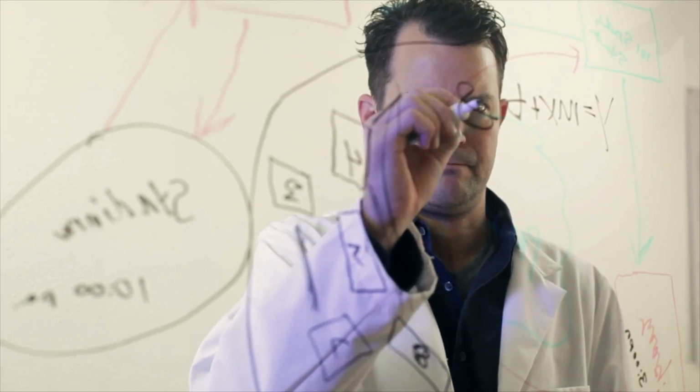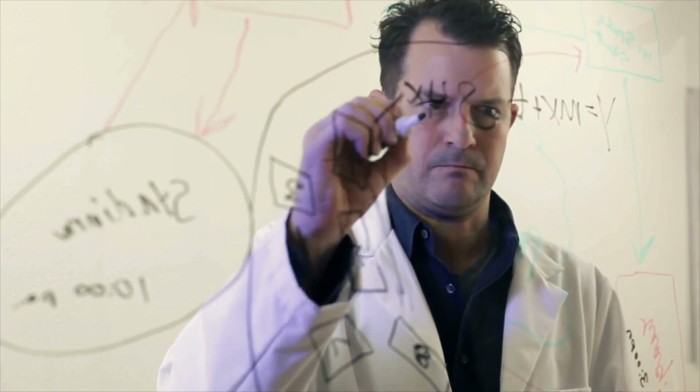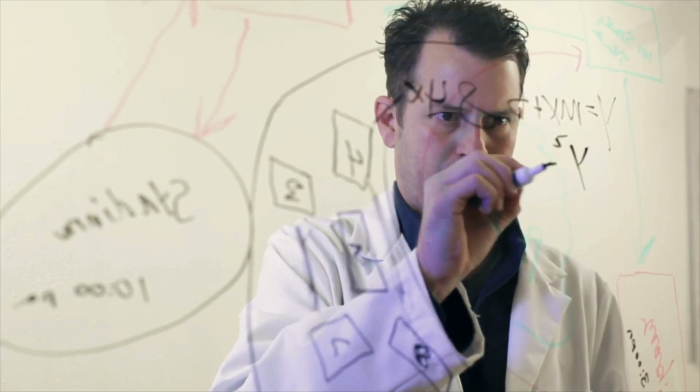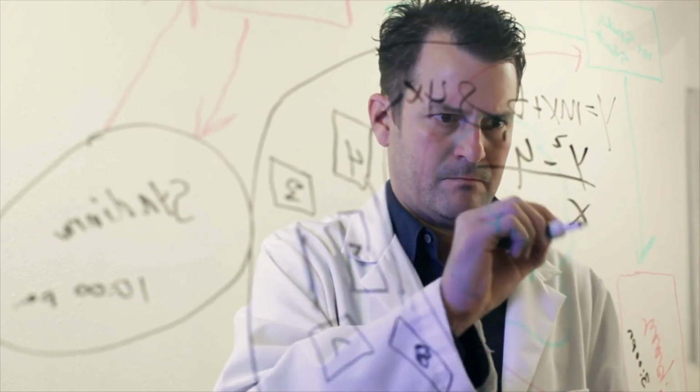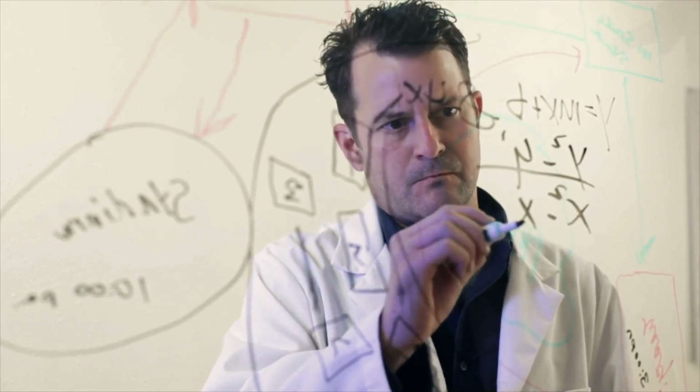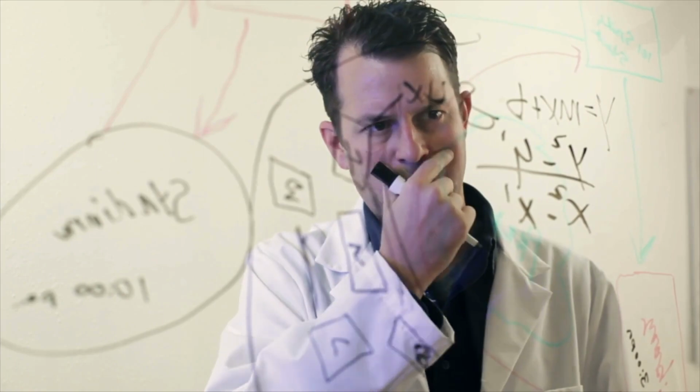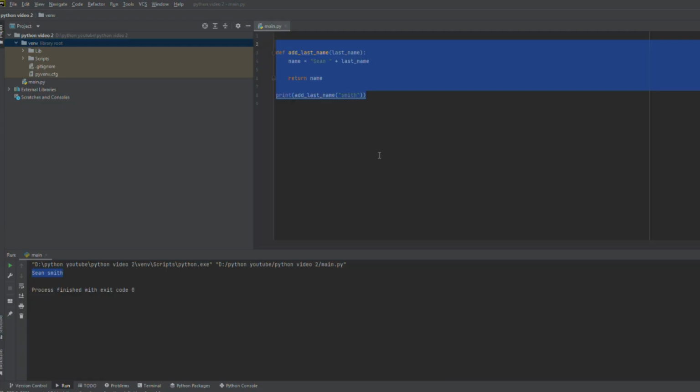And arithmetic operators are basically operators that you use in math. You have plus operators, minus operators, multiplication operators, division, modular operator, exponent operator, and a floor division operator. So we're going to look at these operators in action.